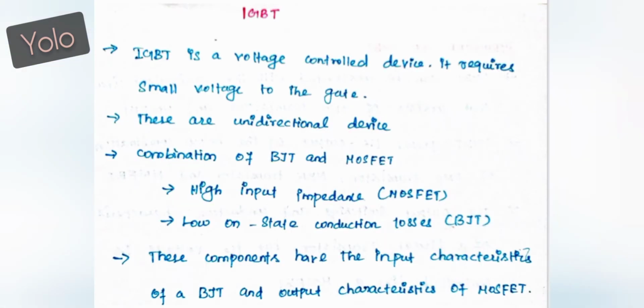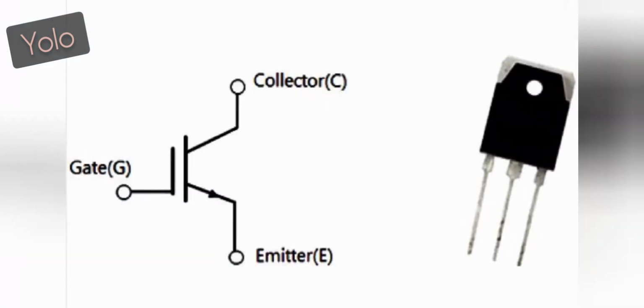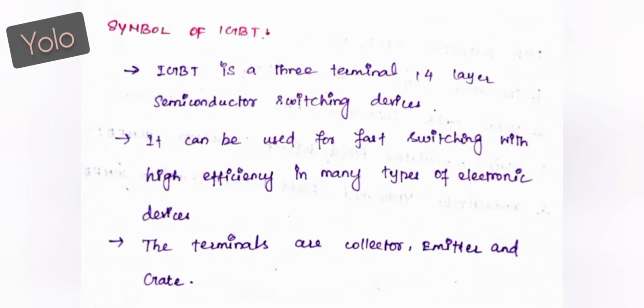These components have the input characteristics of BJT and output characteristics of MOSFET. The symbol of IGBT is a 3-terminal, 4-layer semiconductor switching device that can be used for fast switching with high efficiency in many types of electronic devices. These terminals are collector, emitter and gate.